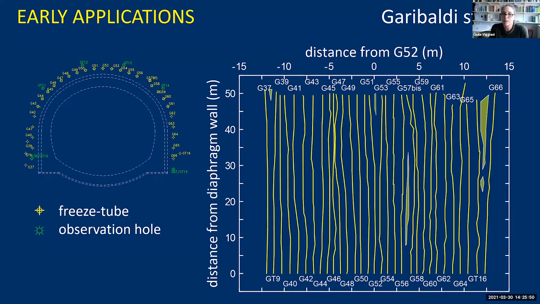And at the beginning of the story of this application of artificial ground freezing, the measurements consisted in time histories of temperature along the secondary tubes. So simply you were keeping an eye on the temperature and plotting the temperature at the particular thermocouple in time. And this is one of these typical plots.